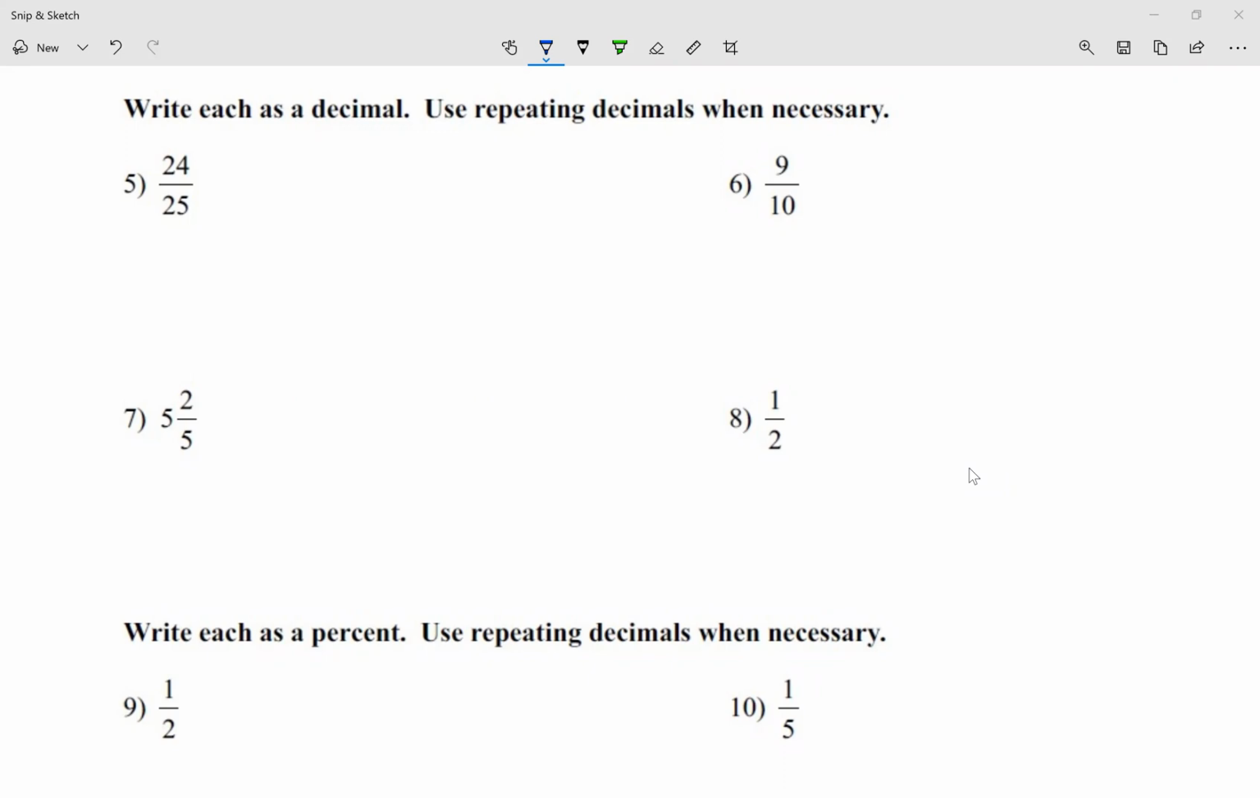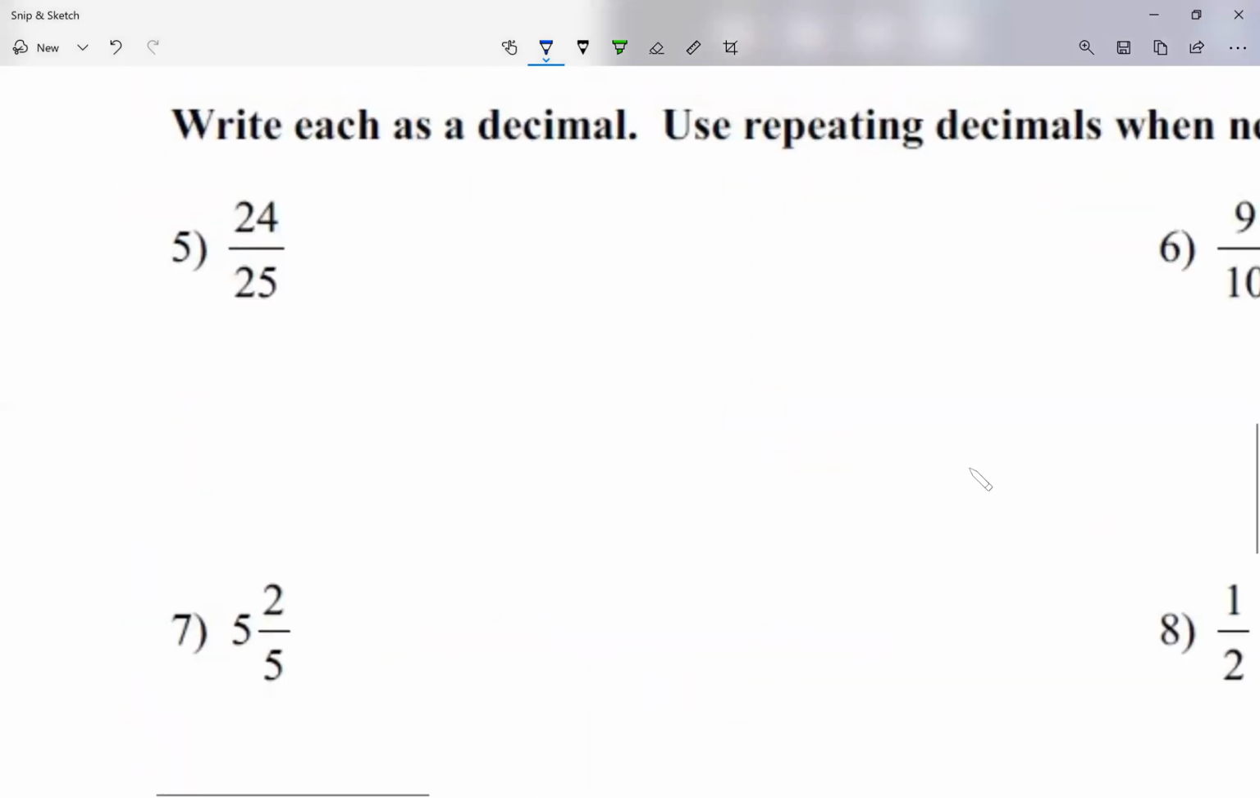Our method is we want to make the denominator, the number at the bottom, a 1 with zeros. What I mean with that is I want to make it a 10, 100, 1,000, 10,000. I want to make the bottom equal a 1 with some zeros.